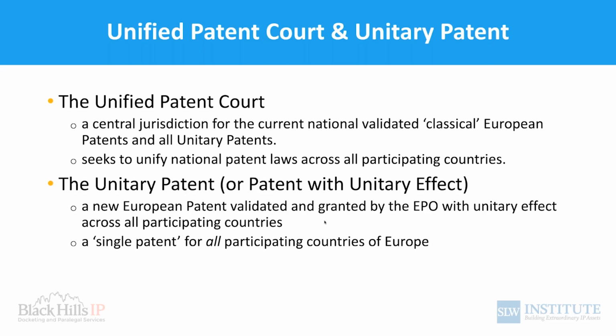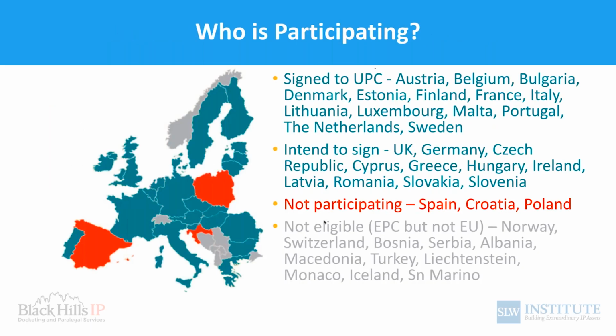The desire for a unified court and a unitary patent across the whole of the European Union has not been fully realized, however. Some countries are not participating. On this graphic, the green and red countries are the European Union states. The grey countries are those in the European Patent Convention, which are outside the European Union. Of the European Union countries, 3 states are not playing ball. Spain, Poland, and Croatia have all decided not to participate. They are shown in red on the graphic.